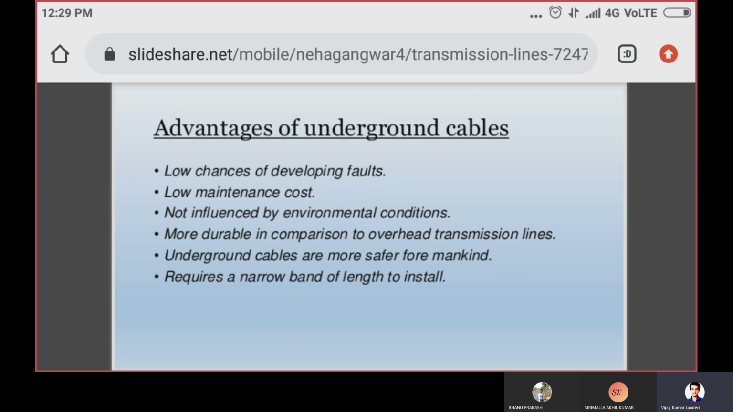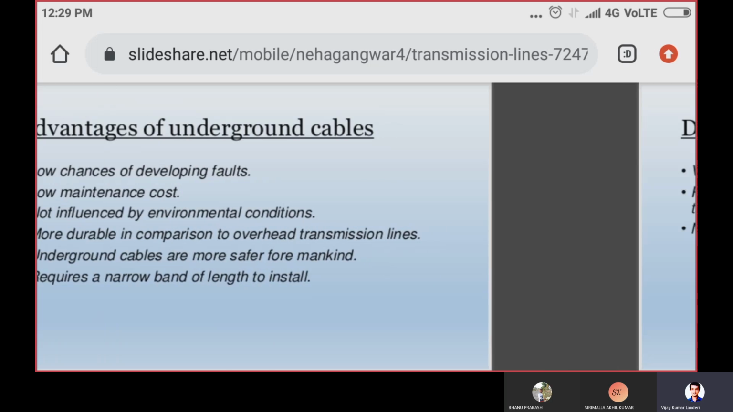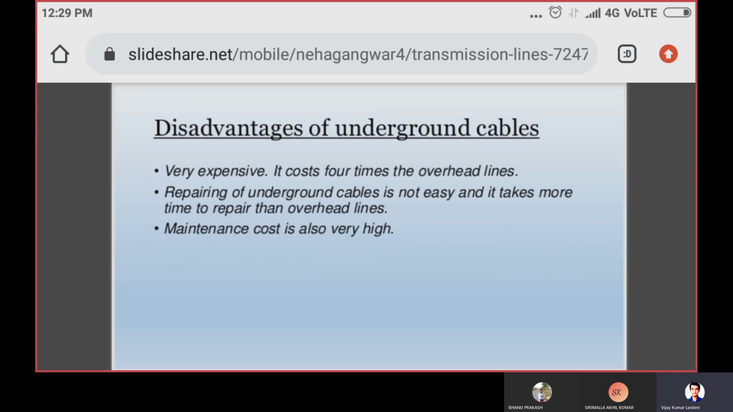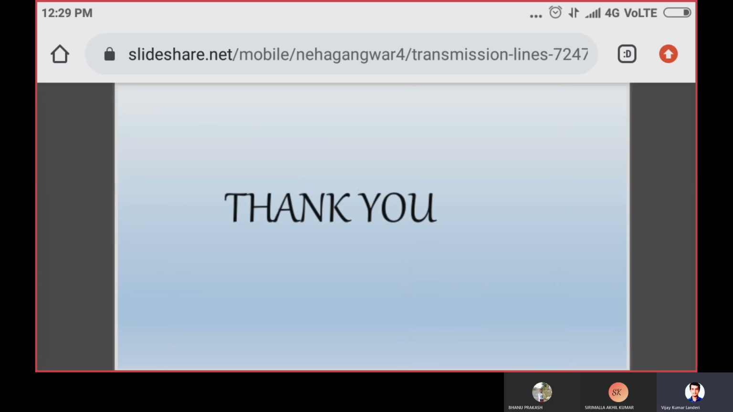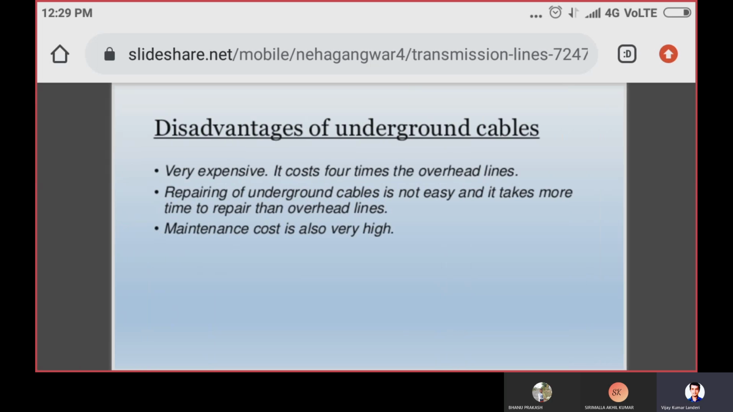Next are the advantages of underground cables: low chance of developing faults, low maintenance cost, not influenced by environmental conditions, and more durable in comparison to overhead transmission lines. Underground cables are also safer for mankind and require only a narrow band of land to install. The disadvantages: they are very expensive, costing about 4 times overhead lines. Repairing underground cables is not easy and takes more time. Maintenance cost is also very high. So this is about the transmission lines.